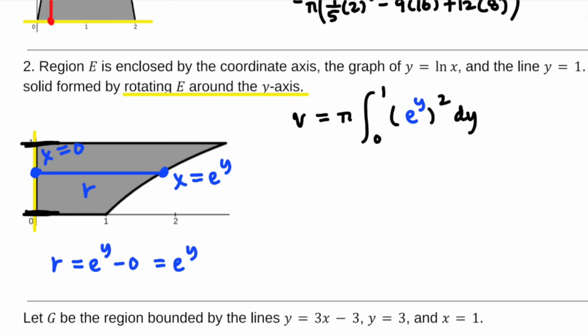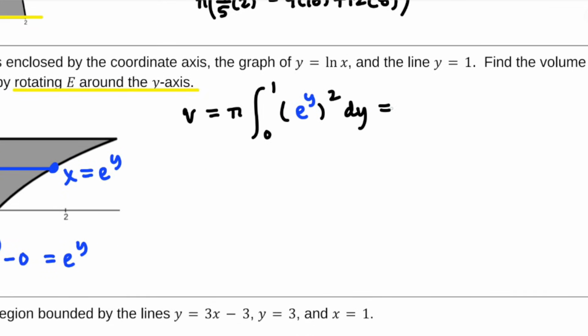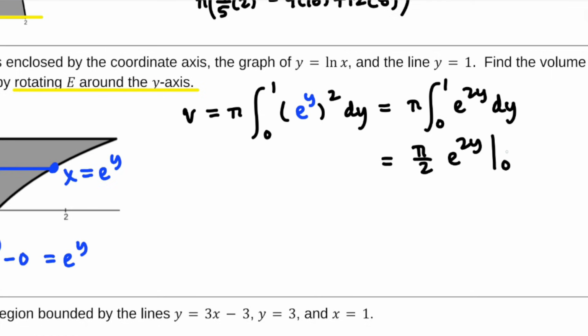All right, and then that's, let's see, I've got room over here. Okay, pi times the integral of e to the 2y dy. So we're going to have to prepare for that 2 to come out with the chain rule if I was to take the derivative. So when I anti-differentiate, I'm going to be dividing by 2. So I'm going to have pi over 2 e to the 2y, y going from 0 to 1. I'm just going to leave the pi over 2 factored out, and e to the 2 times 1 minus e to the 2 times 0. And I think that'll be a good place for us to stop.